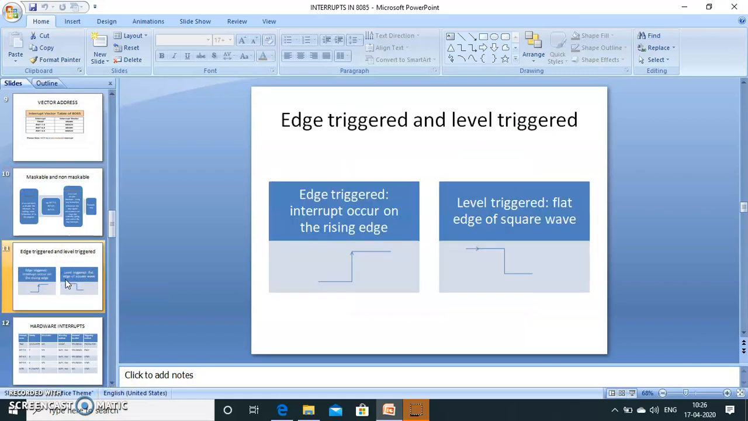In the case of edge-triggered and level-triggered interrupts, an edge-triggered interrupt occurs at the rising edge, and a level-triggered interrupt occurs at the flat level of the wave. Whenever the signal changes, going from low to high, it is termed edge-triggered, and when it remains at a flat level, it is called level-triggered.